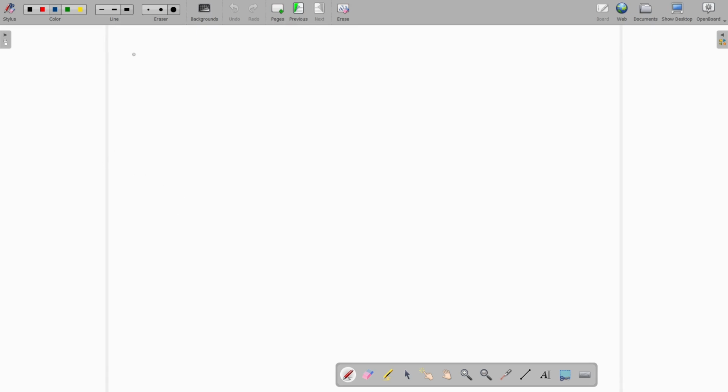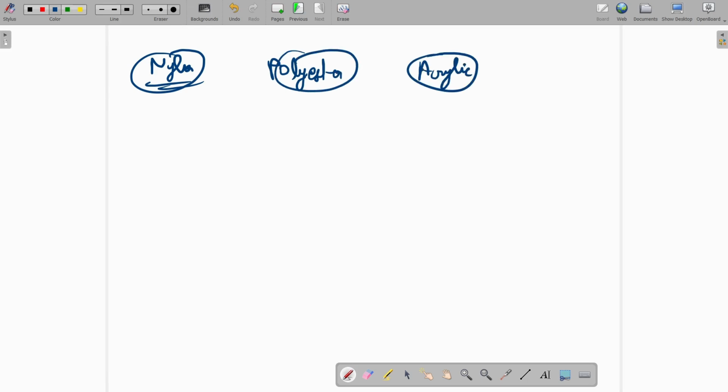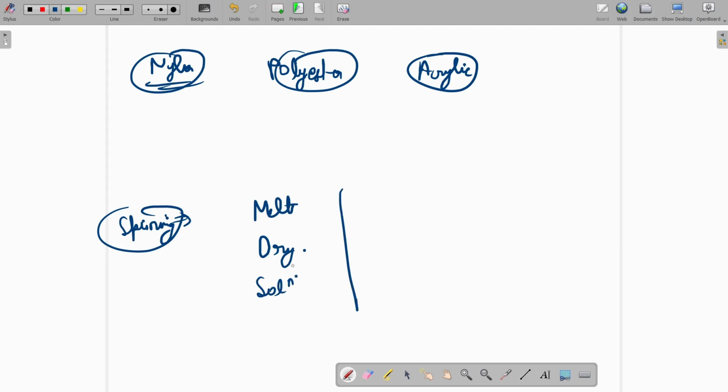If I talk about synthetics, in synthetic there is nylon, polyester, acrylic. What are the monomers that are used in these types of fibers? You need to understand. These are manufactured by which processes? These are manufactured by spinning lines. Spinning lines means melt spinning, dry spinning, solution spinning. Solution spinning is dry and wet. Dry spinning or wet spinning comes under solution spinning only. In melt spinning, the melt is passed through the spinneret.